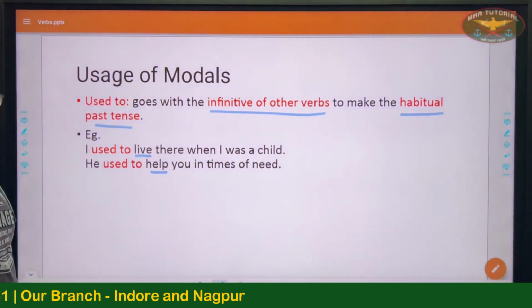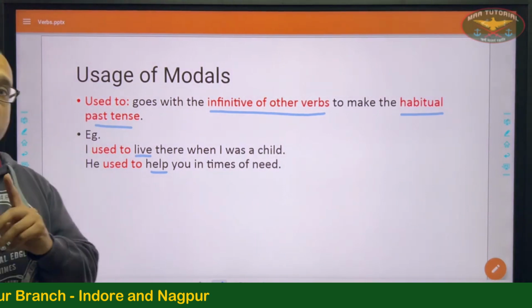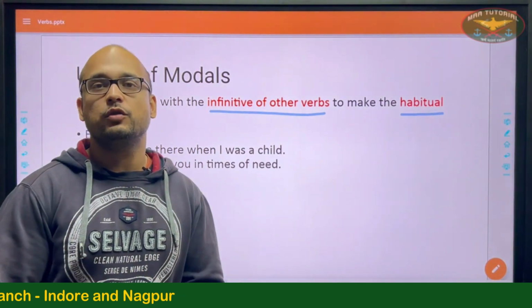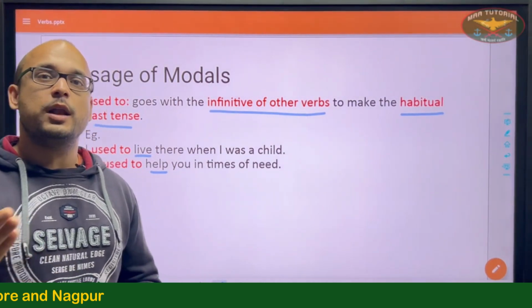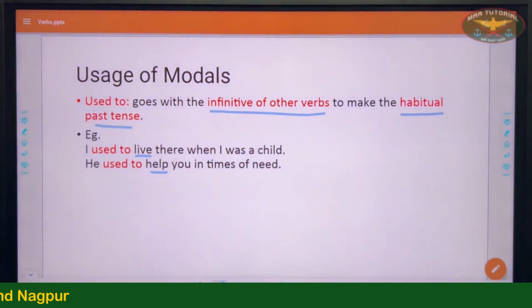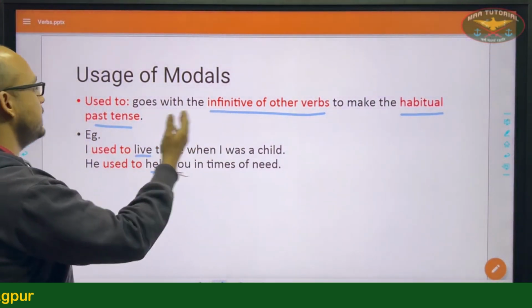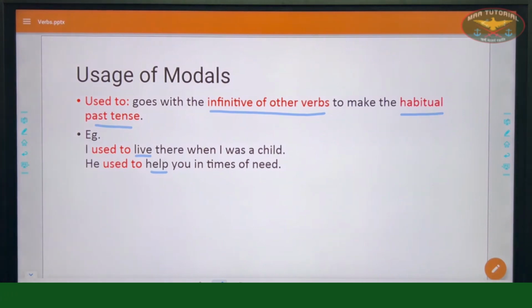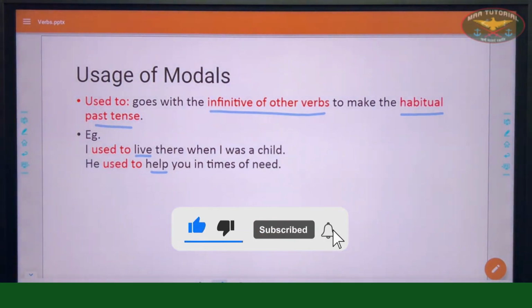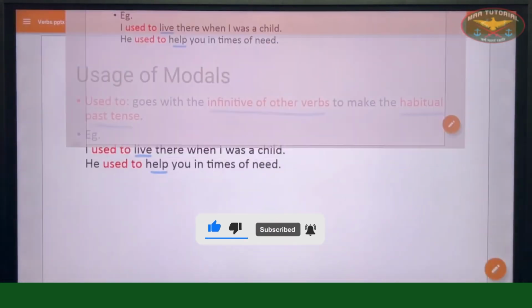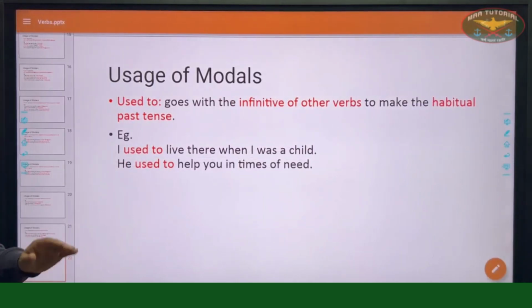He used to help you in times of need. Maybe I'm trying to convince you to help him now, that he needs your help. You should help him because he used to help you in your times of need. So, used to is used for expressing the habitual past tense. Telling about a habit in the past, we use used to.